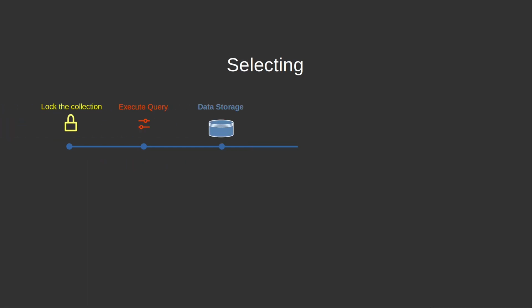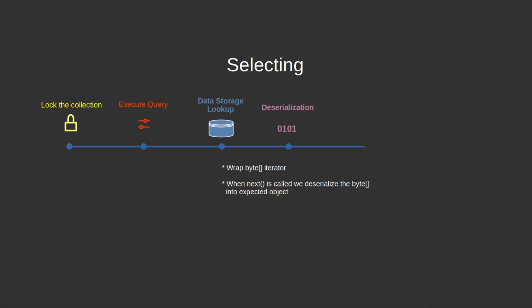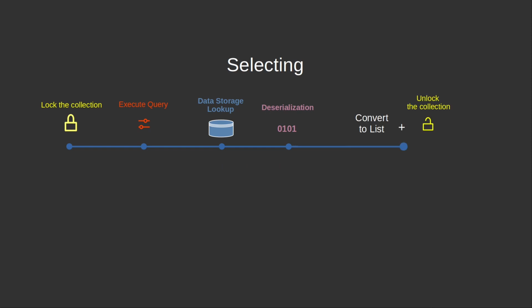Next, we have data storage lookups. What we do here is wrap the cluster pointer iterator from the previous step with a new iterator, and when we call the next method of this new iterator, we grab the byte array from data storage using the pointer. Then comes the deserialization. We again wrap the iterator and we convert the byte array returned by the next method of the iterator and deserialize it into the accepted object. And finally, we can convert the iterator to a list and unlock the collection.